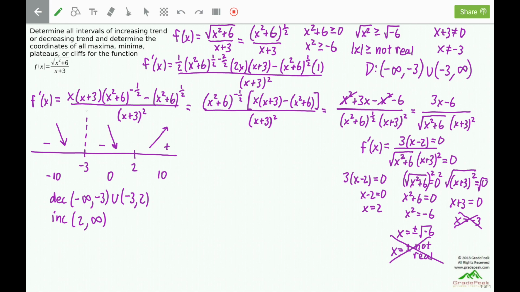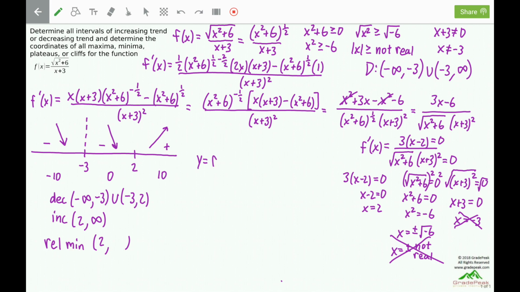X equals negative 3 here is a vertical asymptote, so it is not a critical number. The only critical number is x equals 2. Now right at that critical number of x equals 2, we have a trend change of decreasing to increasing. That's going to make x equals 2 be a relative minimum. So we have a relative minimum occurring at an x-coordinate of 2. It'll have some corresponding y-coordinate that can be found by plugging the x-coordinate of 2 into the original function.